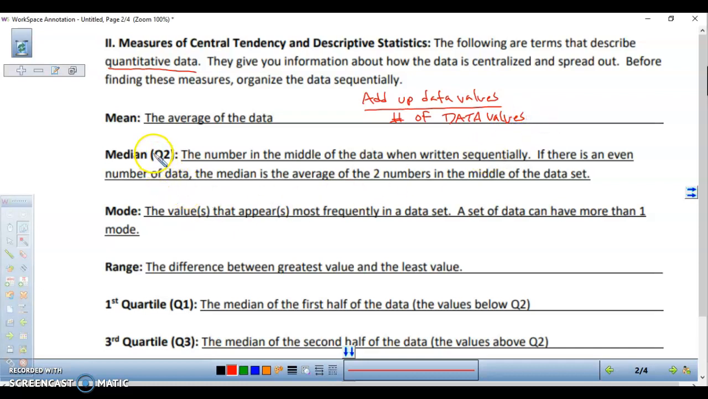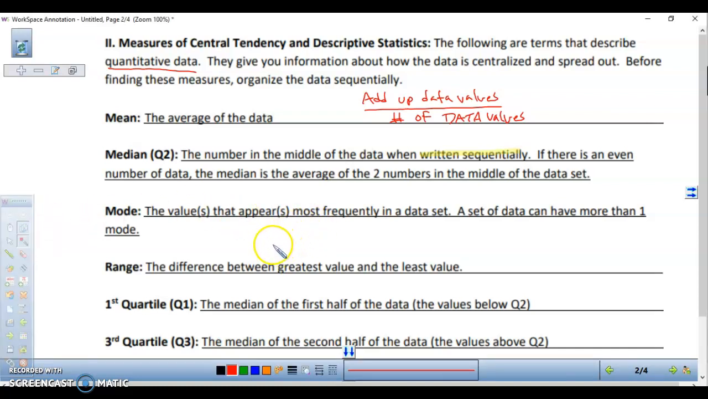All right, the median, or Q2 is how it's referred. That's like a little abbreviation or a shortcut for median. And it's the number in the middle of the data when the data is written sequentially. That's really important. If I ask you to find the median, make sure it's written from smallest to biggest first. All right, if there's an even number of data, then the median is the average of the two numbers in the middle. And I'll show you an example in a minute.